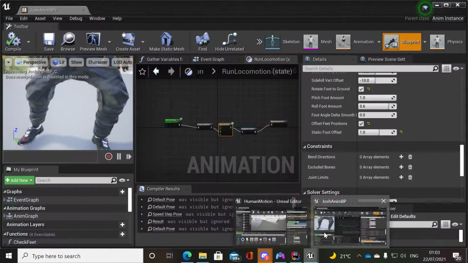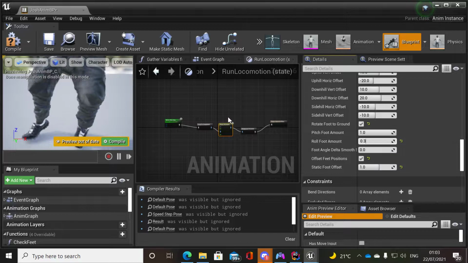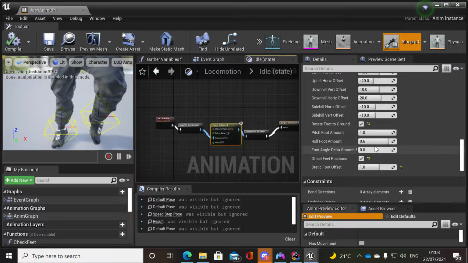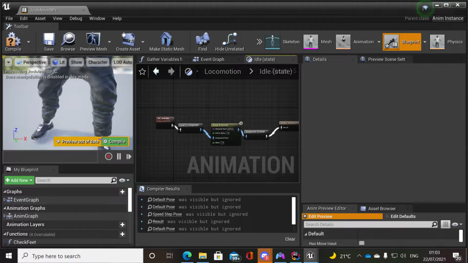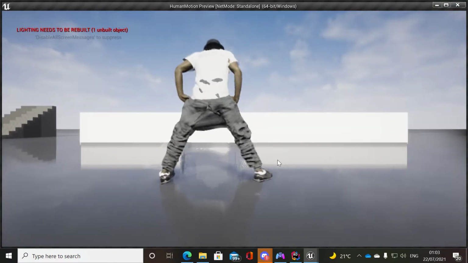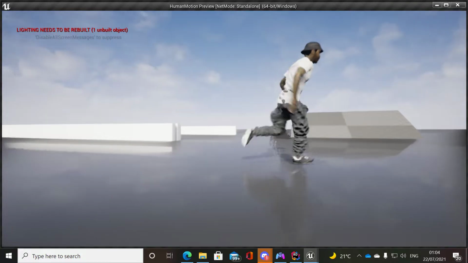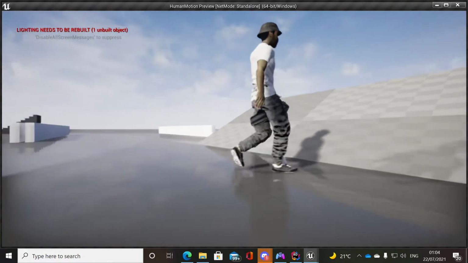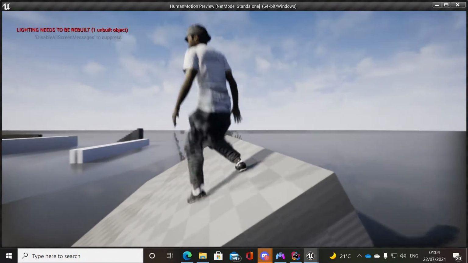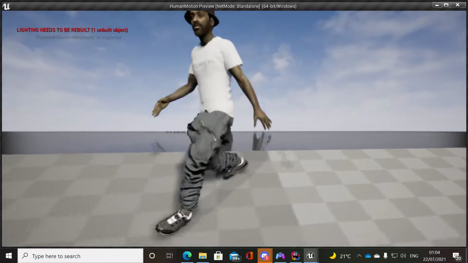So it said reducing the roll helps prevent the feet from breaking. So let's drop it to 0.3. That looks a lot better in terms of the feet. Yeah, the feet are better. Yeah, that looks really good.